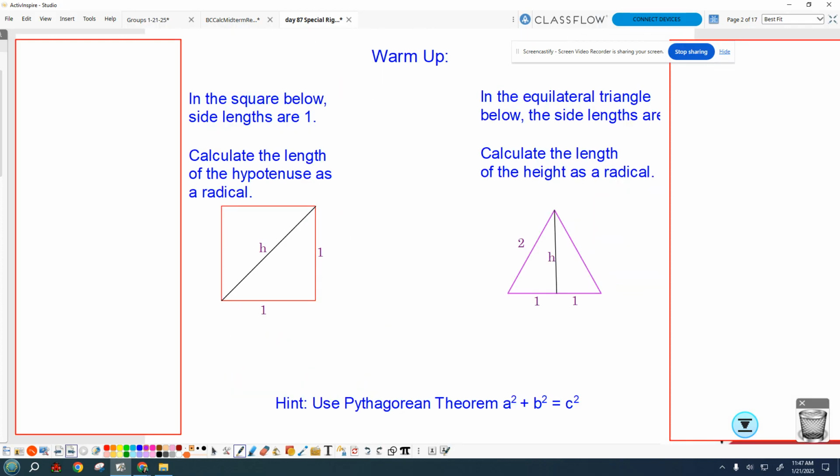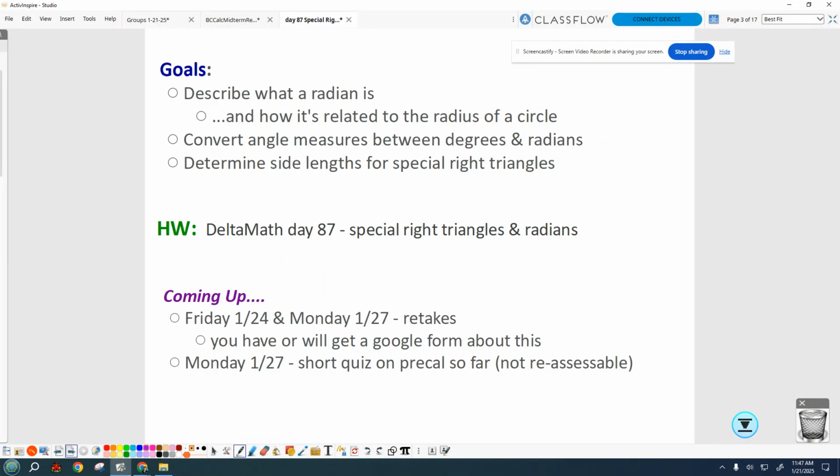So just to tell you what's going on. Homework tonight is Delta Math, and if we don't finish everything, particularly this radians thing, please look it up on Delta Math. Click the show video.